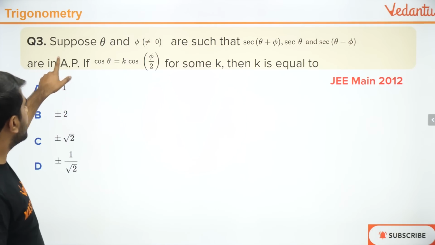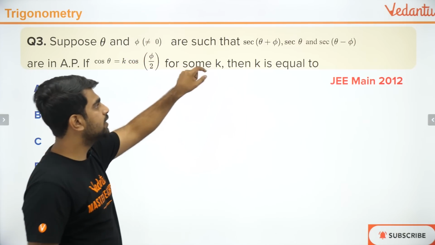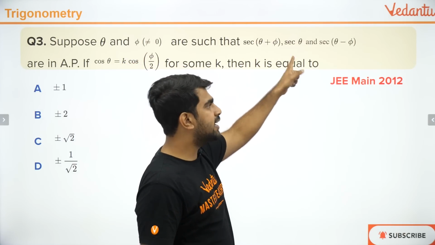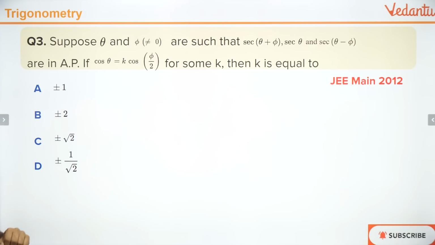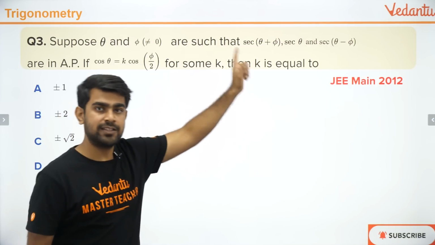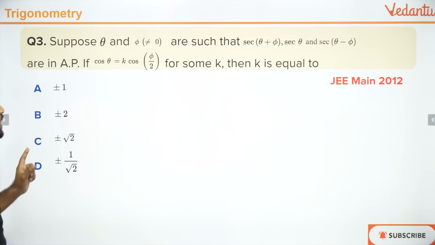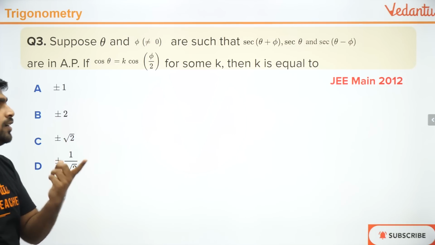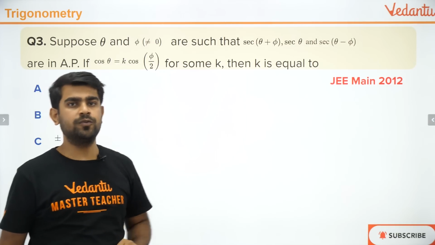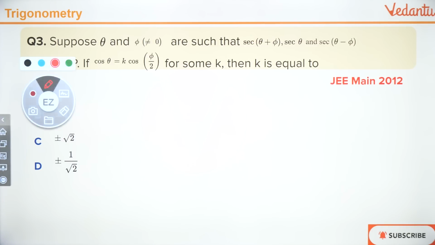So here, suppose theta and phi, both not equal to 0, are such that secant of theta plus phi, secant theta and secant of theta minus phi are in arithmetic progression. Then if cos theta is equal to k cos phi by 2, for some k, you have to find out what is the value of k. And you have 4 options given to you. You will have to solve it. Let's try to do it in a systematic manner.